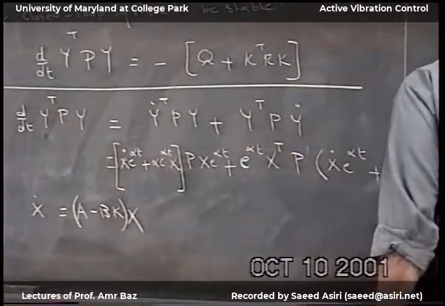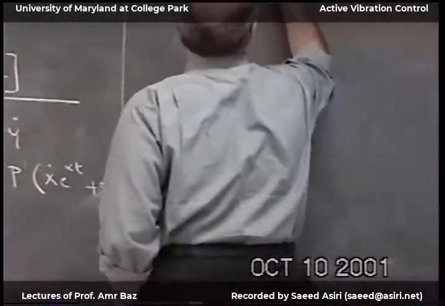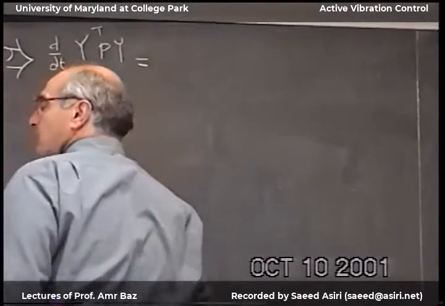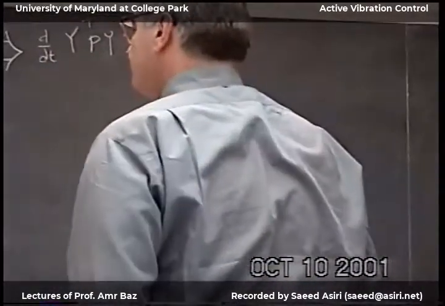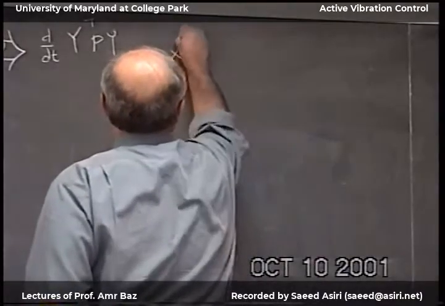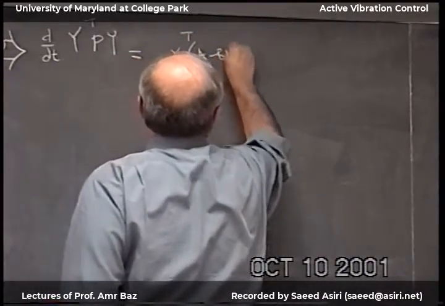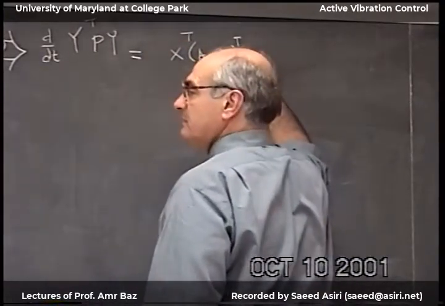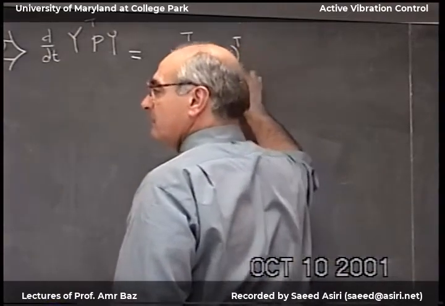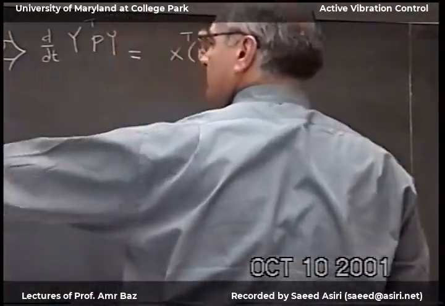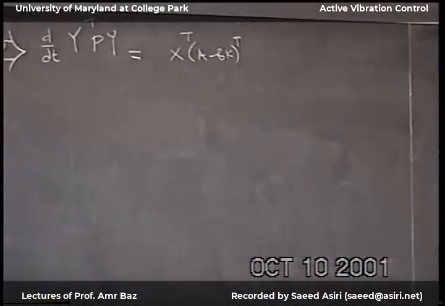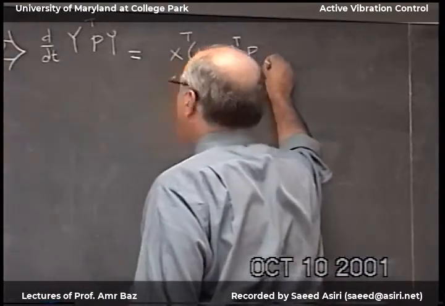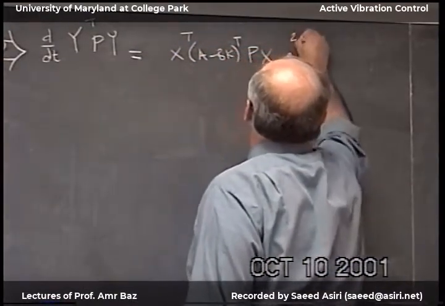So now this will be d by dt, y transpose p and y will equal to x transpose a minus b k transpose plus, I'm sorry, yes, this is correct. First term is correct, and then times this. So this times p and x, and then e to the 2 alpha t.